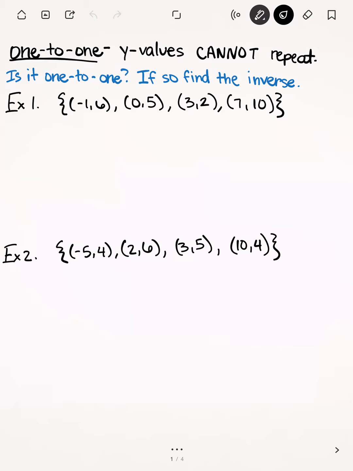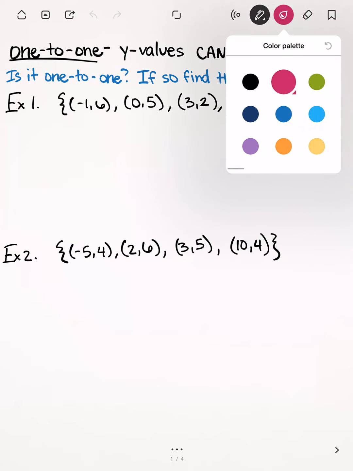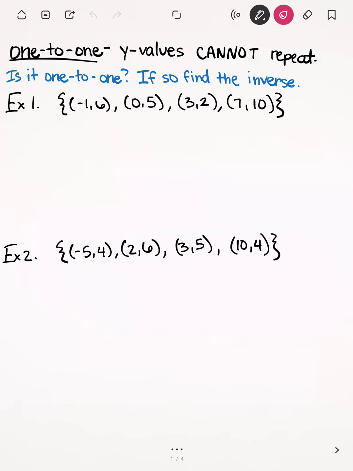So we have two examples where we want to determine is or are these functions one-to-one. And if it is, we want to find the inverse. If it's not, then that's really it. So looking at example 1, we're looking at our different y values. We have 6, 5, 2, and 10. None of them repeat, so yes, it is one-to-one.